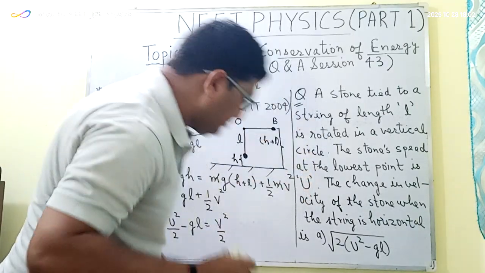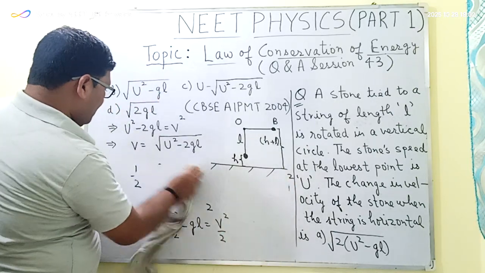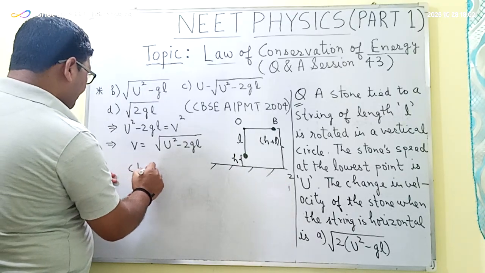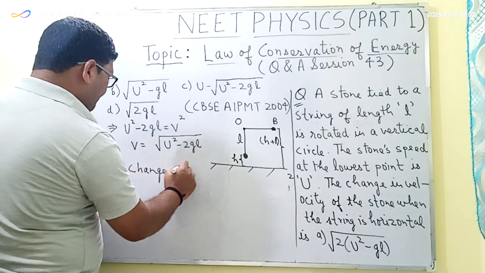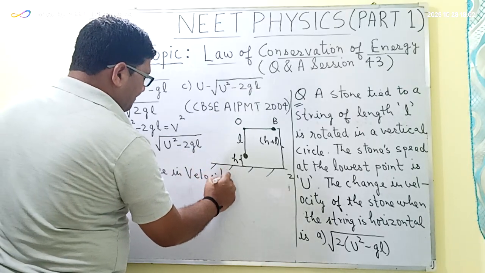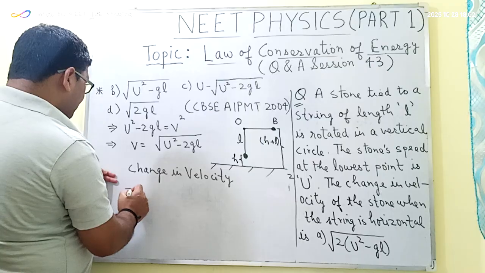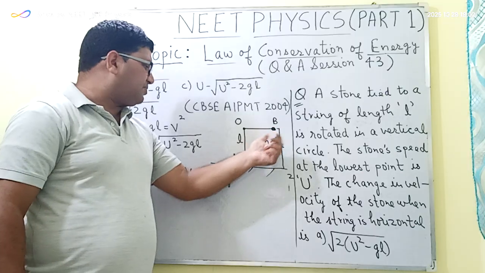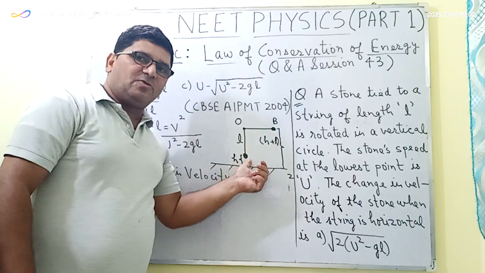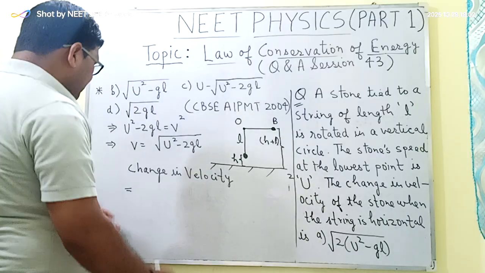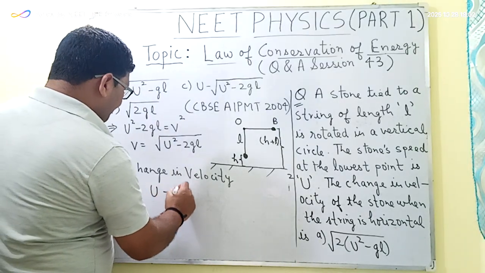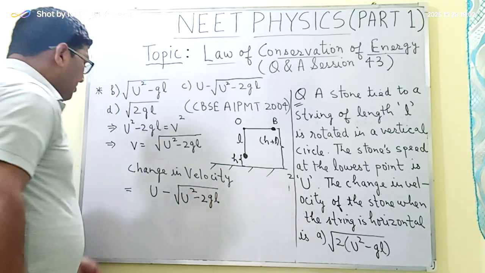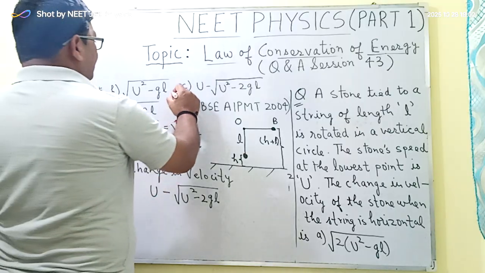So the change in the velocity: when the string is horizontal, this is the velocity of the stone, and when the stone was at the lowest point, the velocity was equal to u. So the change in the velocity will be equal to u minus under root u square minus 2gl. So the correct option here is C.